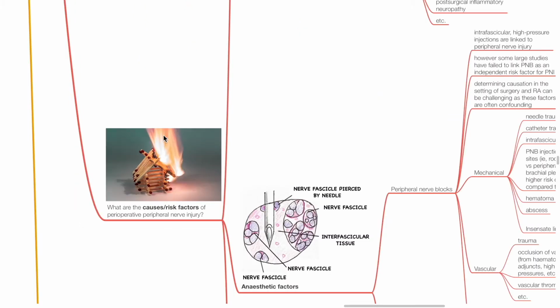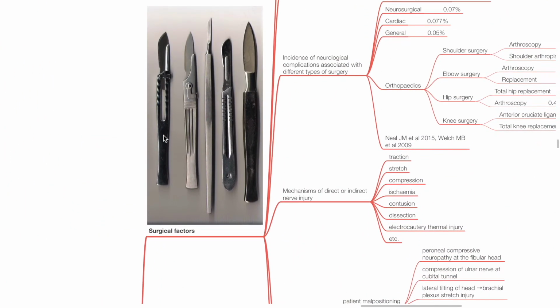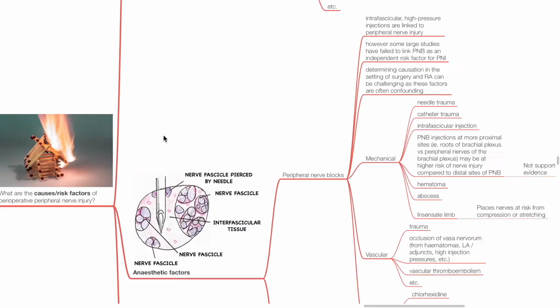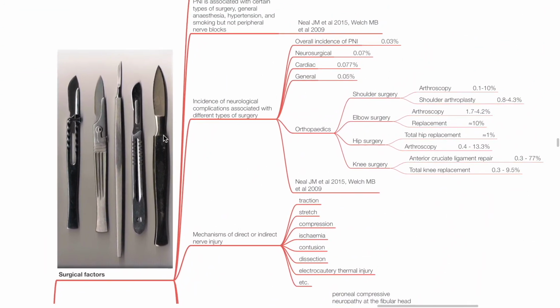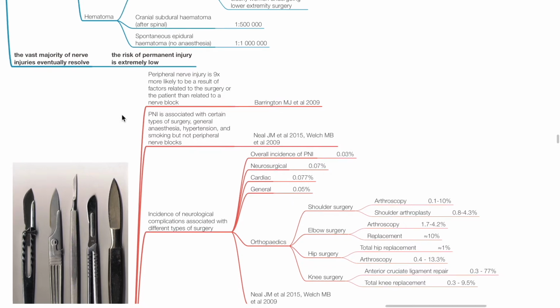What are the causes or risk factors of perioperative peripheral nerve injury? This includes surgical factors, anesthetic factors, and patient factors. Surgical factors. Peripheral nerve injury is 9 times more likely to be a result of factors related to surgery or the patient rather than related to a nerve block. PNI is associated with certain types of surgery, general anesthesia, hypertension, and smoking, but not peripheral nerve blocks.